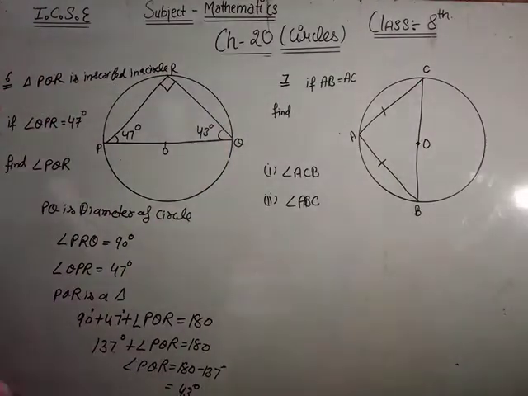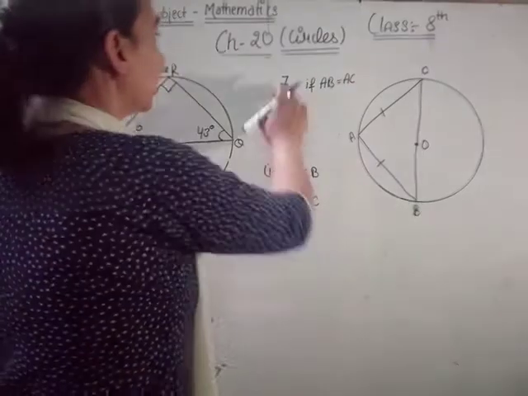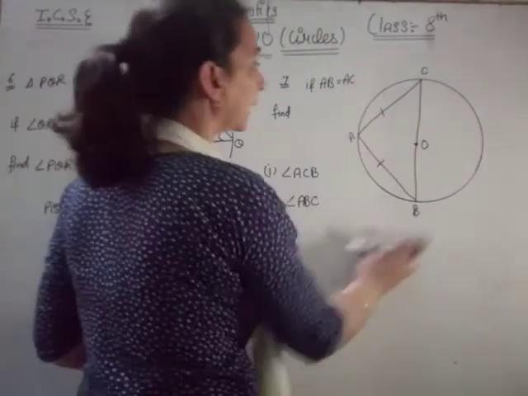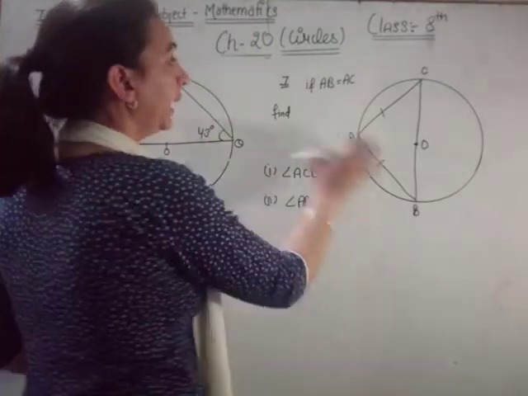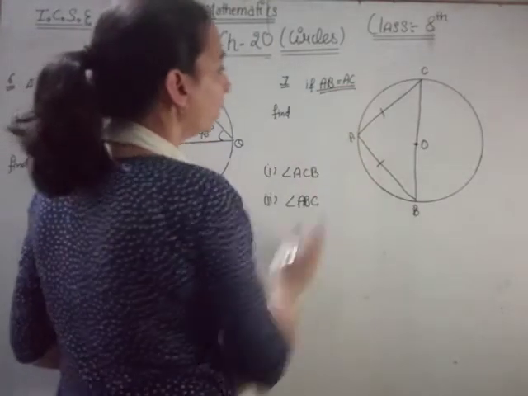Okay. The next question is question number 7. A circle, the same, and a triangle, and in this triangle AB equals AC.